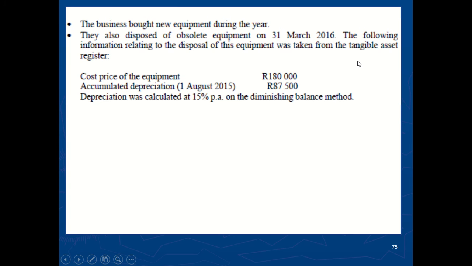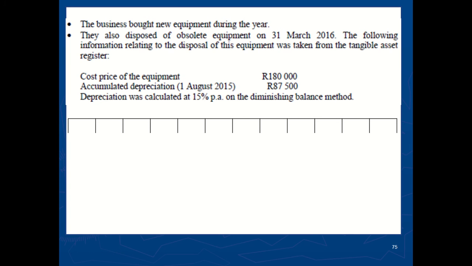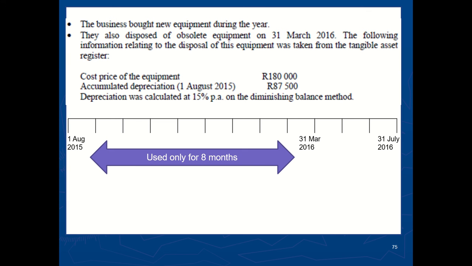There it is. Okay, guys, please note, whenever you're dealing with a disposal, make sure you draw the number line for you to be able to see when was the beginning of the financial year, when was the end of the financial year, and when was the asset sold. You realize that the beginning of the financial year will be the 1st of August, the end of the financial year will be the 31st of July 2016, but we sold equipment on the 31st of March, which is how many months into the financial year? It is 8 months into the financial year.